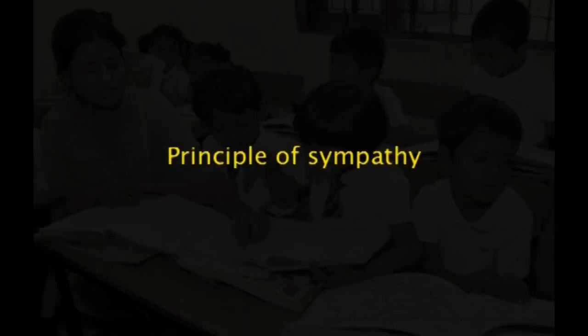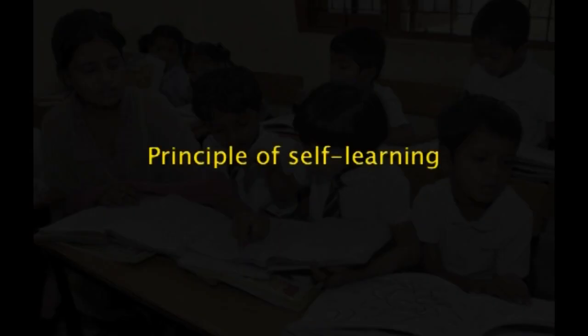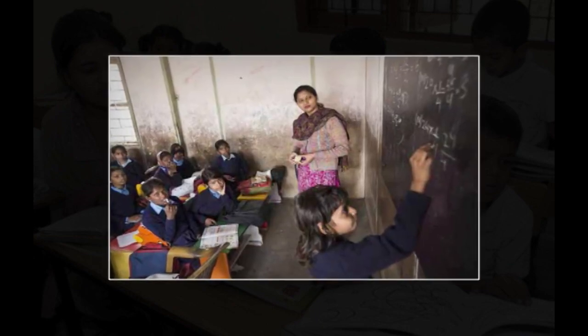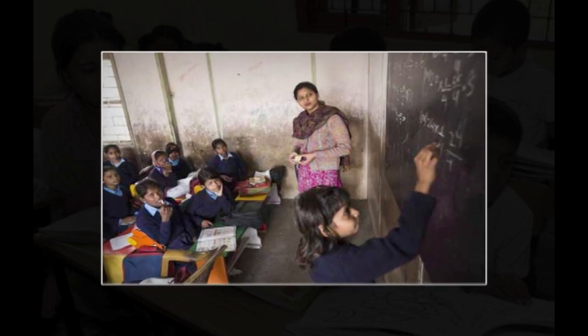Then comes the principle of sympathy. The teacher should possess a sympathetic attitude. Usually, the students are afraid of the teacher. A good teacher should be affectionate and sympathetic and try to understand her students. Then the principle of self-learning. A good teacher encourages self-learning efforts made by the students for learning anything. They teach in such a way that the learner acquires the habit of self-learning.